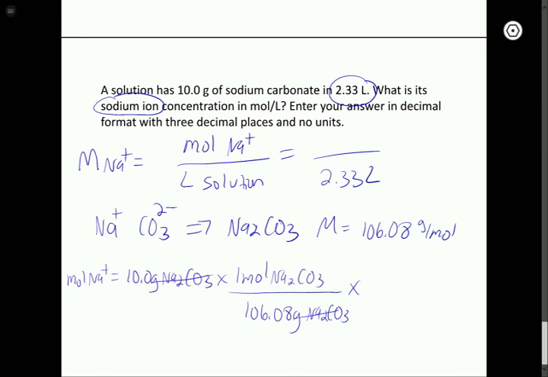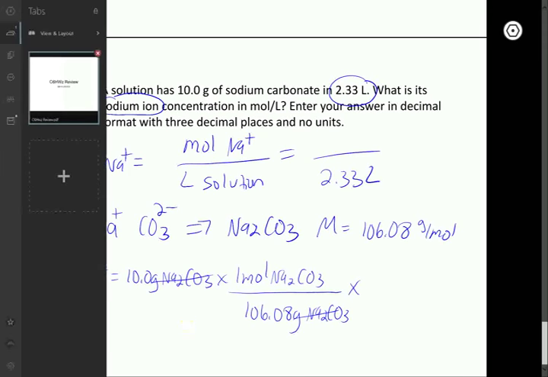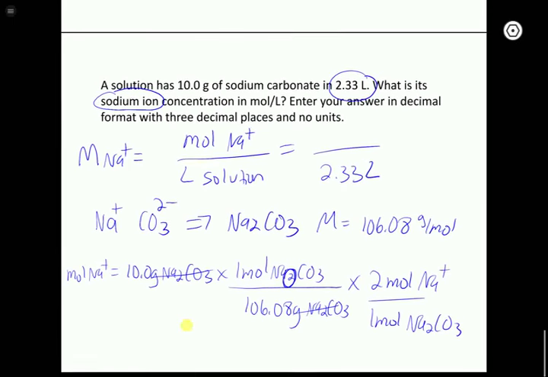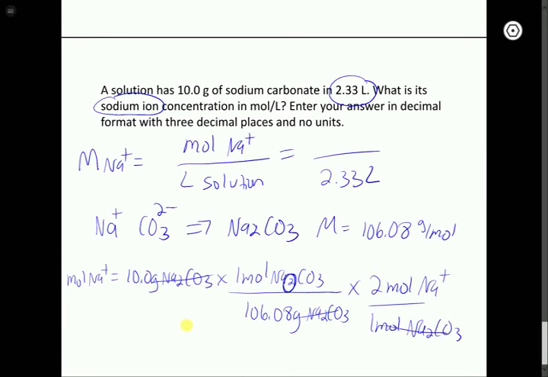All right, now this is moles of sodium carbonate, but we're looking for moles of sodium ions. So from the formula Na2CO3, we know that when we dissolve sodium carbonate in water, we have 2 moles of Na+ for every 1 mole of Na2CO3 that dissolves. And again, that comes from the formula for the ionic compound, which has a 2 after sodium. So there's 2 moles of sodium per mole of compound. And so when we multiply this across, we get 0.189 moles of Na+.